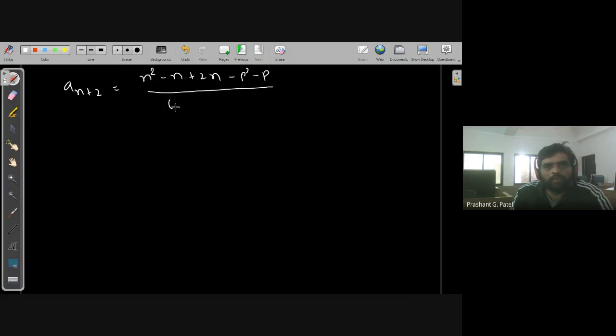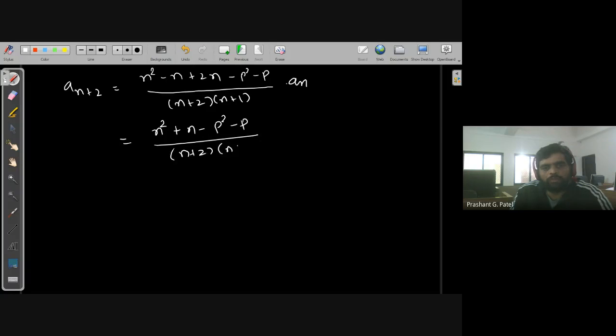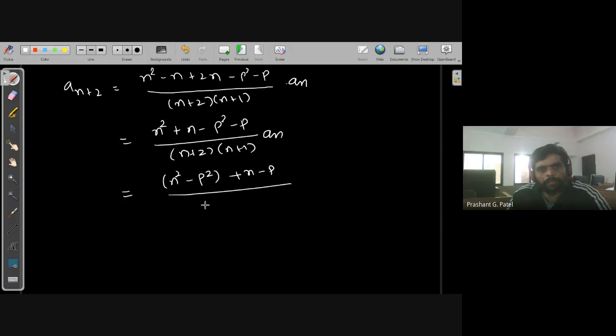In the denominator we have (n plus 2) into (n plus 1) into a_n. So this can be simplified as (n square plus n minus p square minus p) upon (n plus 2) into (n plus 1) into a_n. This we can write as (n square minus p square plus n minus p) upon (n plus 2) into (n plus 1) into a_n.